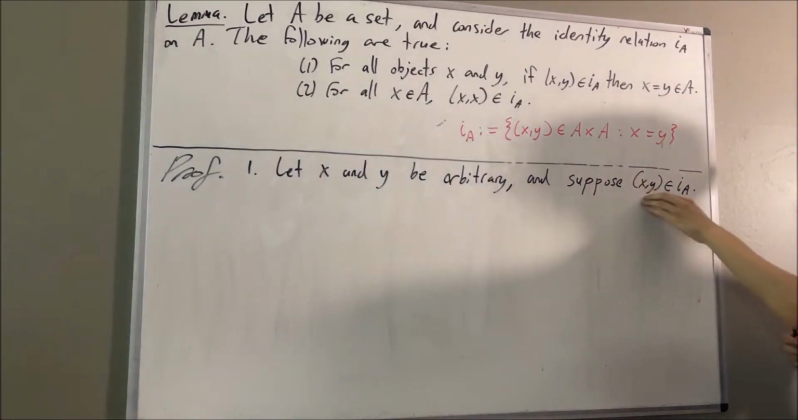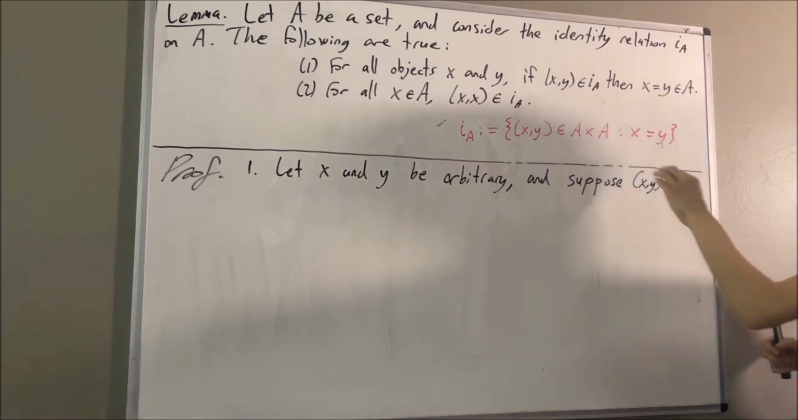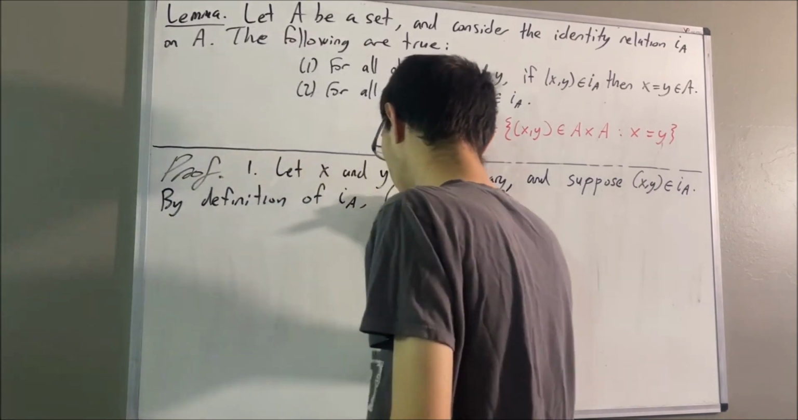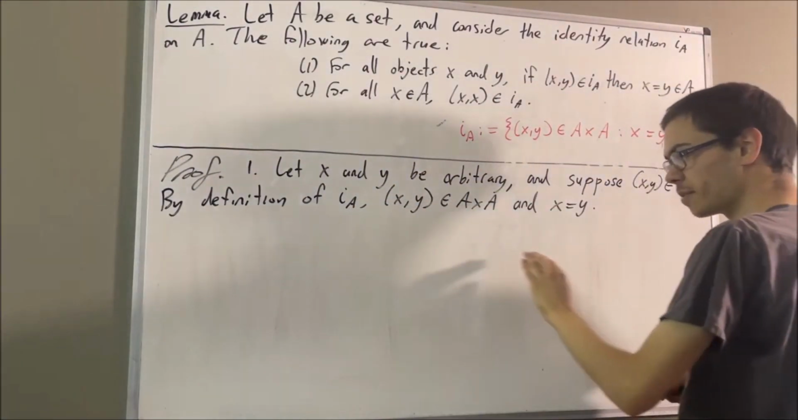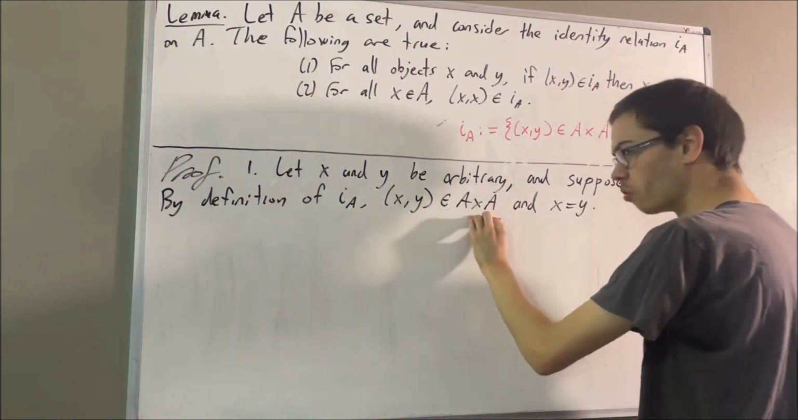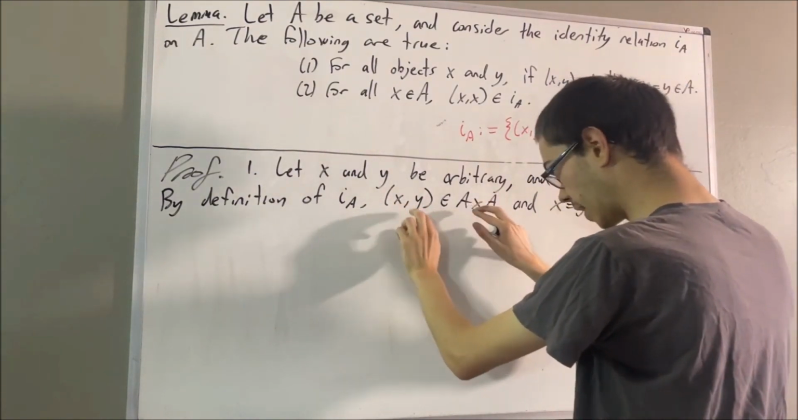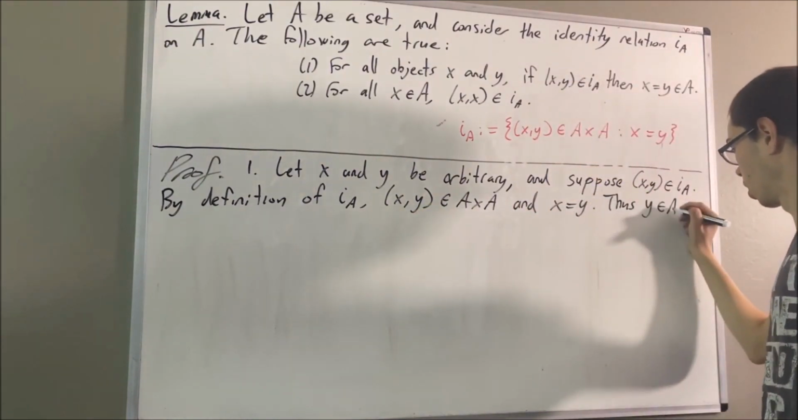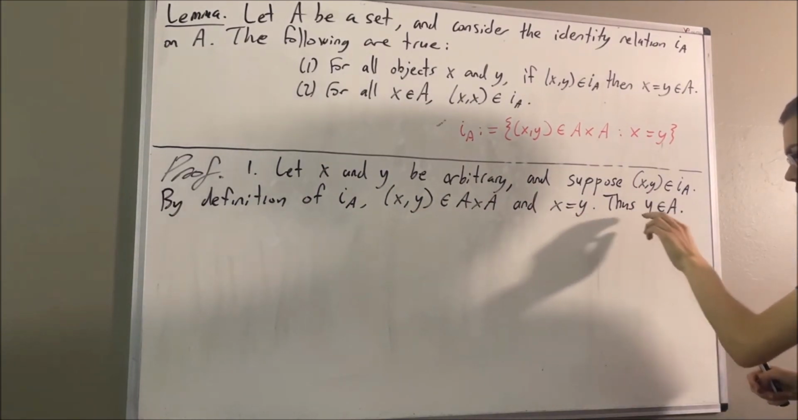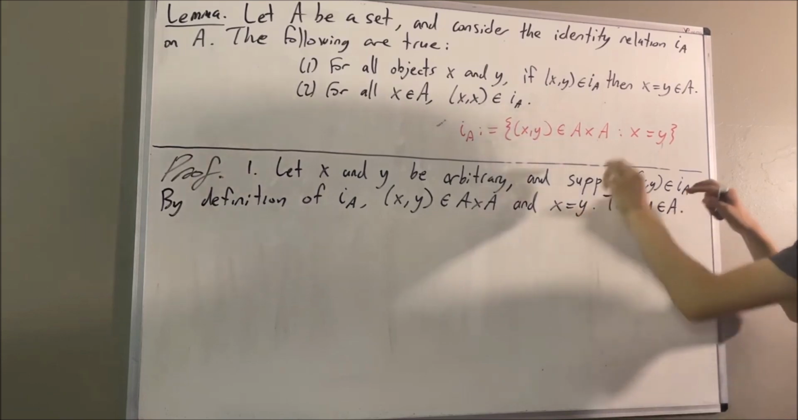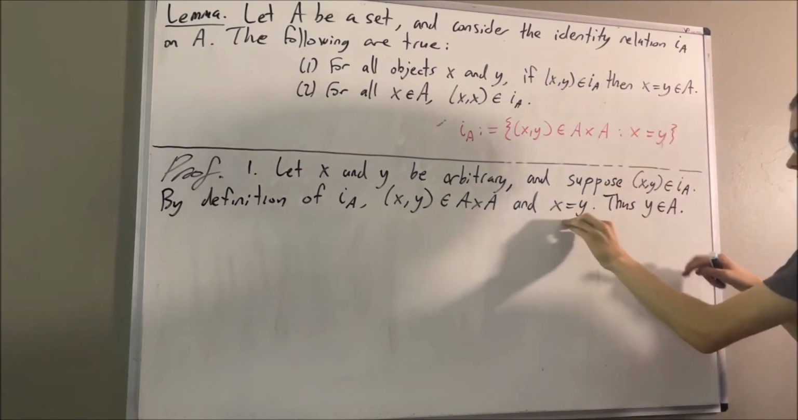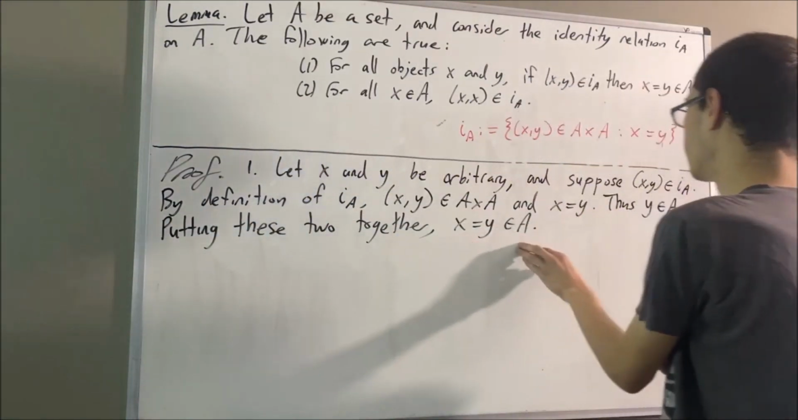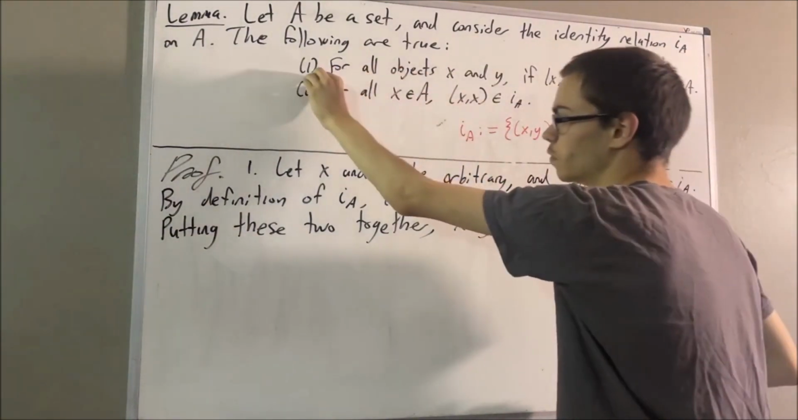What does it mean for x comma y to be an element of the identity relation on A? Well, it means that x comma y is an element of A times A, and x is equal to y. And what does it mean for an ordered pair to be an element of a Cartesian product? Well, it means that the first coordinate is an element of the first set, and the second coordinate is an element of the second set. So in particular, we can say that y is an element of A. So putting this together, we have that x is equal to y, and y is an element of A. And really, this is shorthand for saying both this and this are true. And this is exactly what we wanted to prove, so this proves 1.